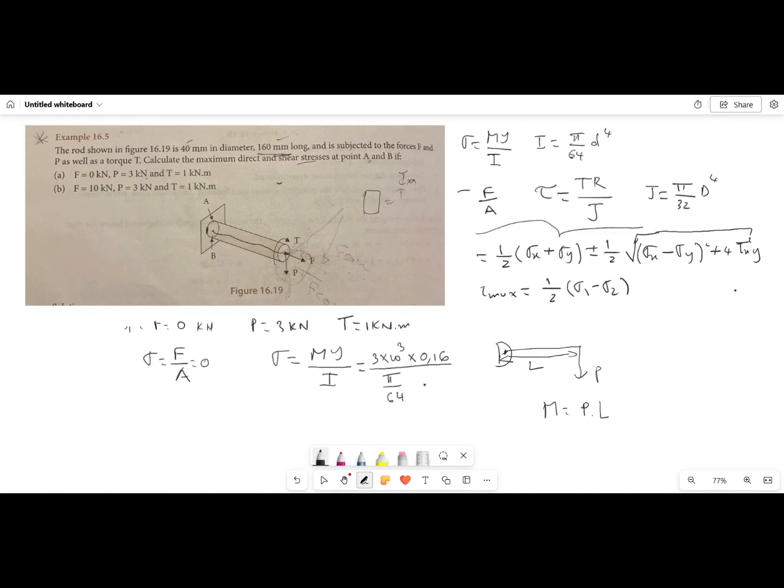Don't mind me, I'm just calling your name. Pi over 64 multiplied by the diameter to the power 4. What is the diameter? 40. What is 40 in meters? I guess it is 0.04. Please double check for me if I'm not mistaken. Sisi, did I answer you about the moment?